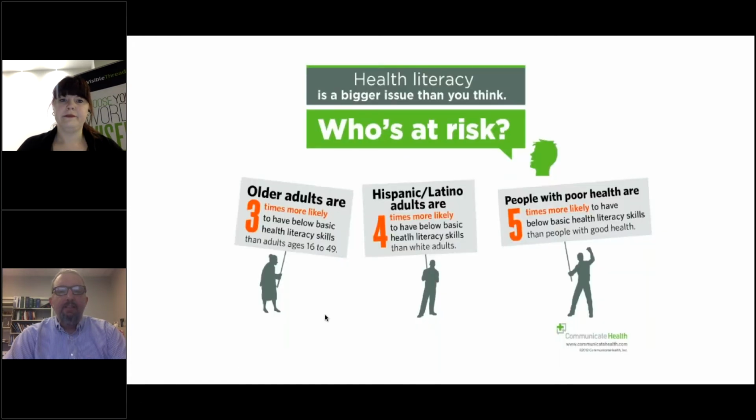Now on the next, you see who's at risk. We tend to think, oh, it's people who have low education and those type of things. It can be anybody, because you can't really tell by looking, but the people that are more affected are those with certain other issues. Older adults are 3 times more likely to have below basic health literacy, for many reasons.